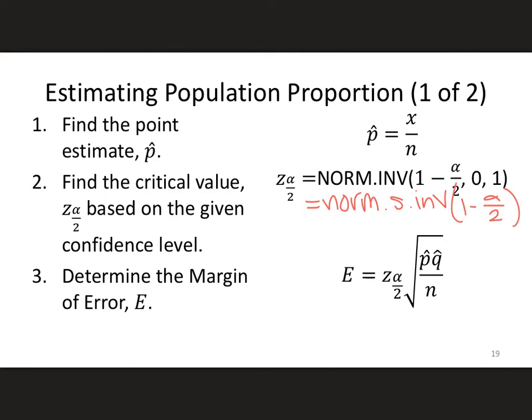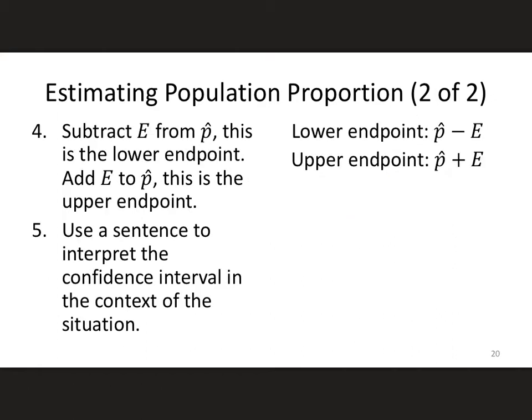The third step is to determine the margin of error, E, and to find the margin of error, you're going to say your z sub alpha over 2 times the square root of P hat times Q hat divided by N. Again, you're doing all of this in Excel, and I have a way that I always set these up so that it isn't confusing and you don't miss anything. Step 4 is to subtract E from P hat, and this will be your lower endpoint, and then add E to P hat, and this will be your upper endpoint.